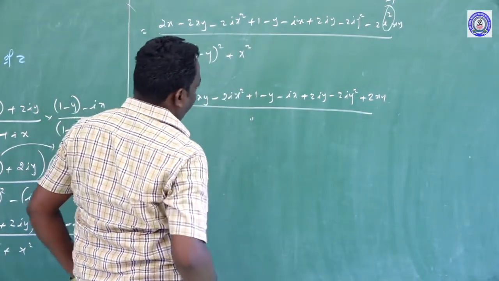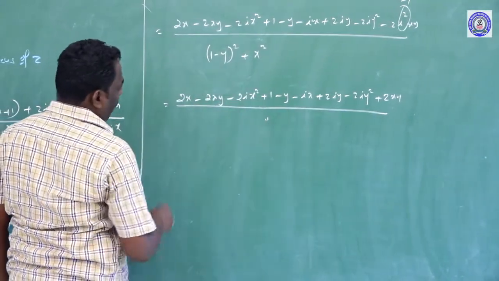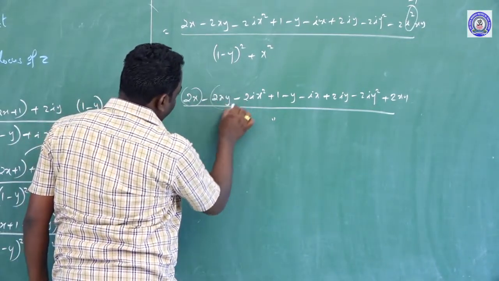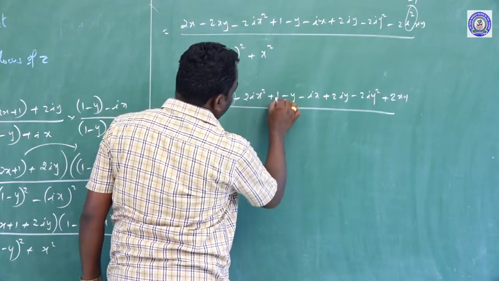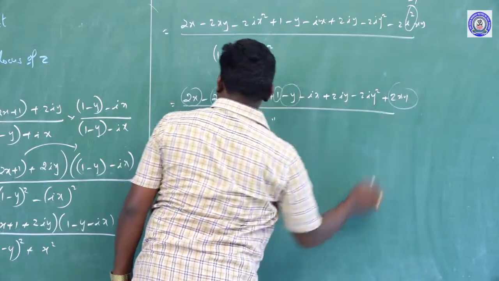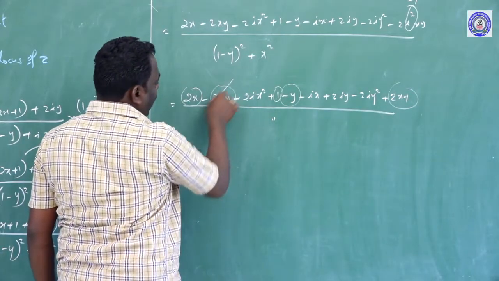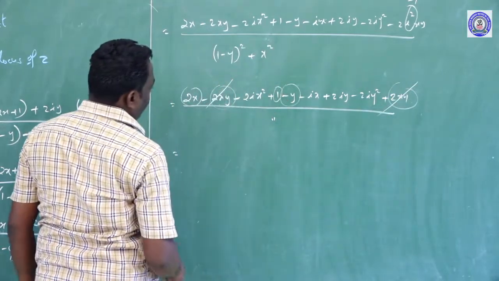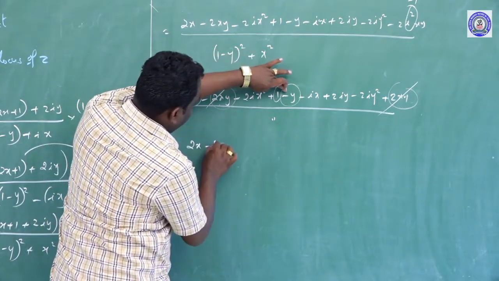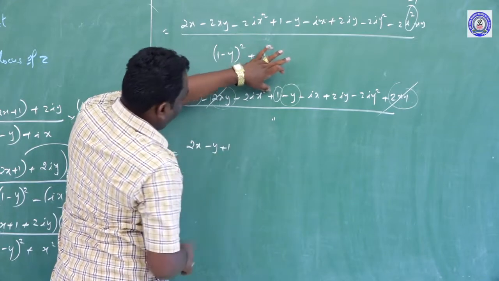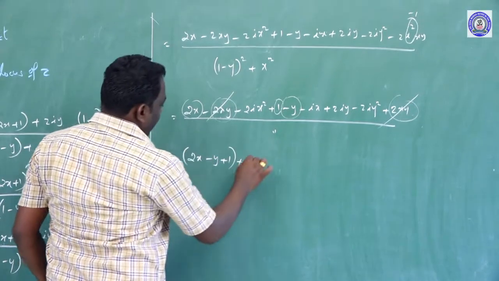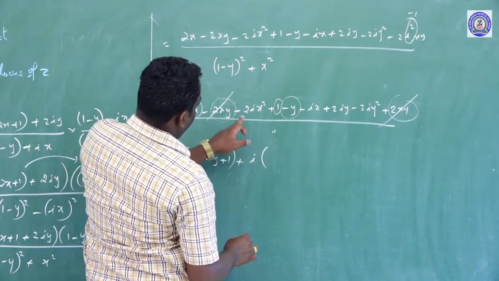Now just collect the real terms and imaginary terms separately. What are the real terms? 2x is a real term, minus 2xy also remains a real term, 1 is a real term, minus y is a real term, and 2xy is a real term. Here minus 2xy plus 2xy both cancel. So what is remaining? 2x, then minus y plus 1. These are the real terms. Then taking i commonly, the imaginary terms, what are they?